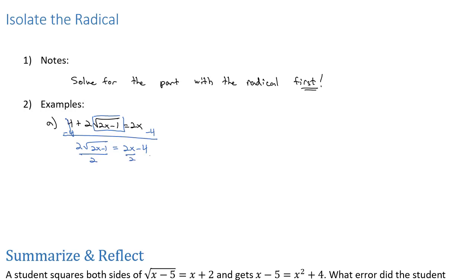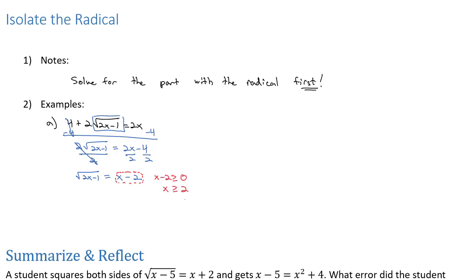And when I do, that's going to divide each and every term by 2, which leaves me with the square root of 2x minus 1 equals 1x minus 2 after reducing. Now that the radical is alone, now we can solve it like we saw in the previous video. First, noting that the square root equals x minus 2, that means the x minus 2 has to be greater than or equal to 0.